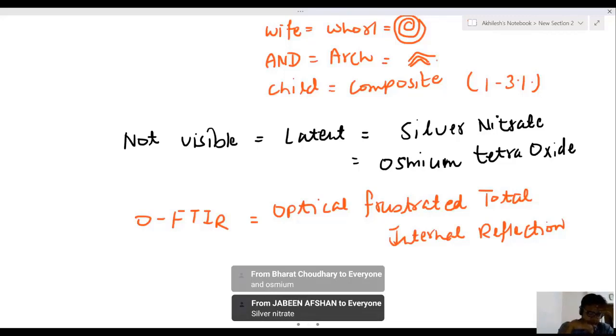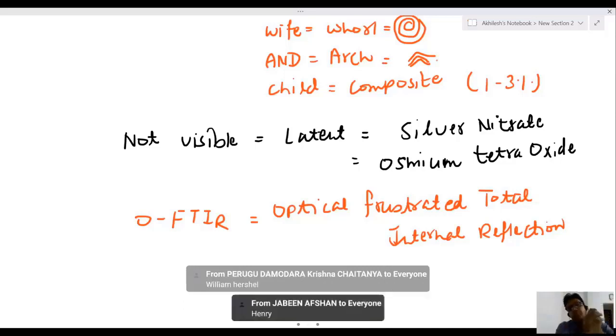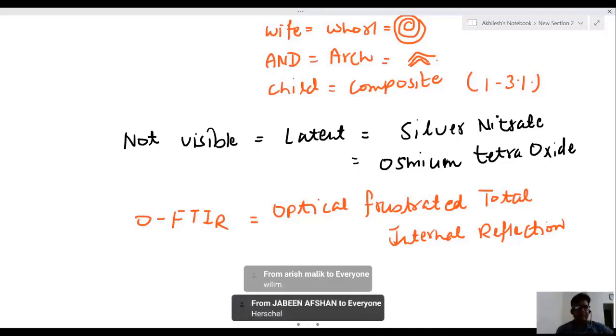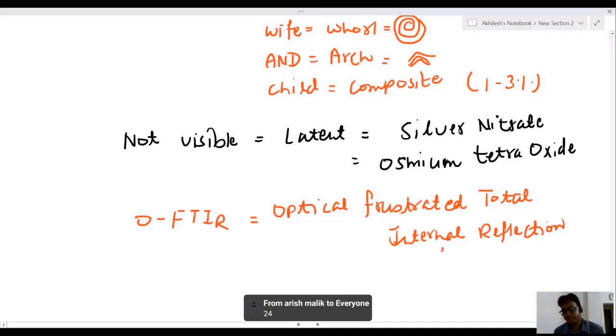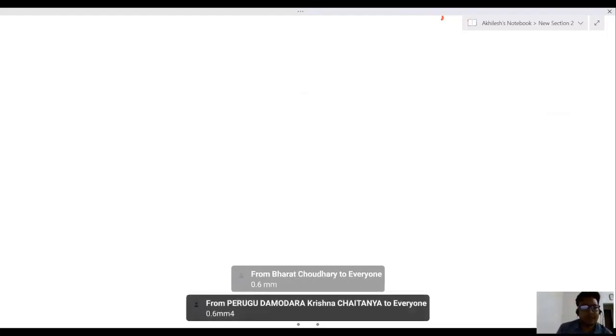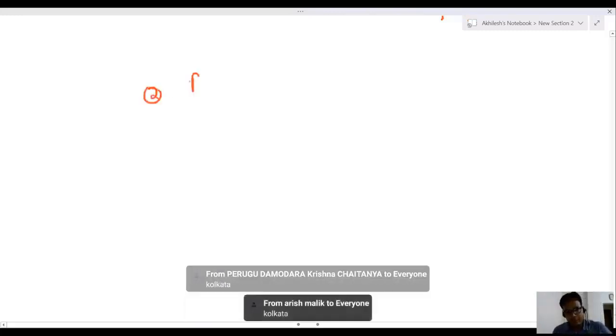Who classified fingerprints? Henry. Who discovered fingerprints? William Herschel discovered fingerprints. Henry classified. Fingerprints are completed by what time of intrauterine life? 24 weeks. Till what depth do we dissect the skin for fingerprint? 0.6 mm. In India, the first fingerprint bureau was established in? Yes, it is in Kolkata.